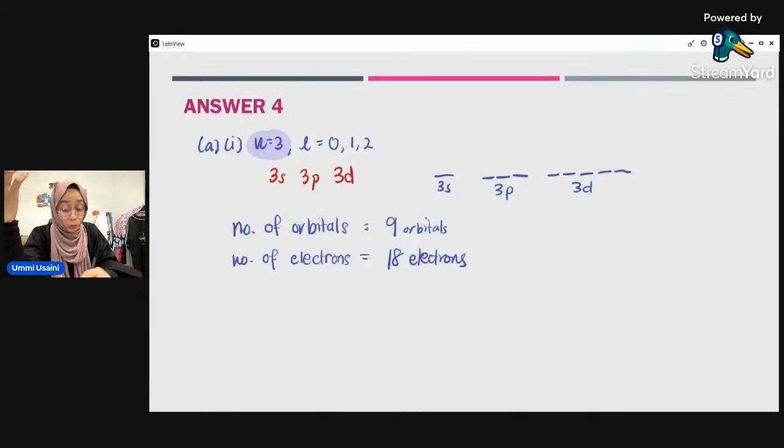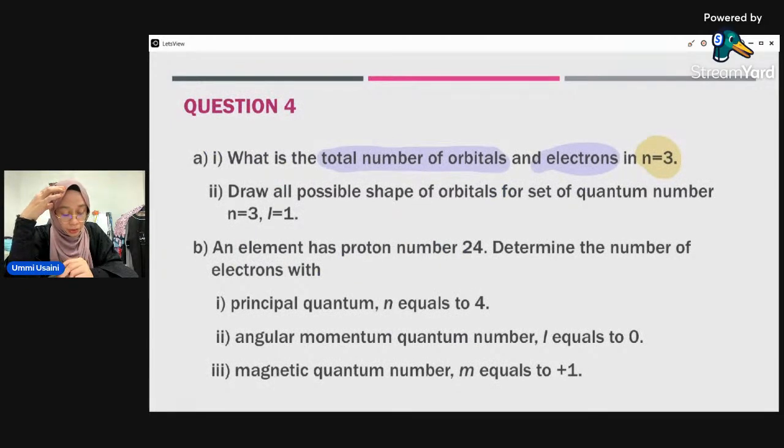Okay, let's go to Roman 2. Roman 2 minta apa pula? So Roman 2, you are asked to draw all possible shape of orbitals for set quantum number n equals to 3, l equals to 1. Specifically sekarang ni, ada value L pula dia bagi. Tadi, in previous question, Roman 1, dia just bagi n equals to 3. But this time around, dia bagi specific value of L pula. N equals to 3, L equals to 1. Just like we have discussed before, this shows a subshell of 3p.